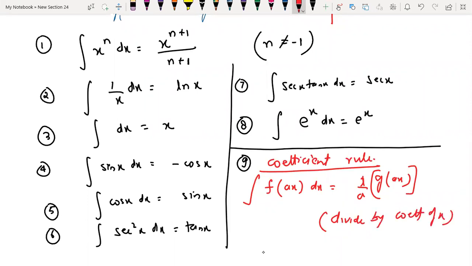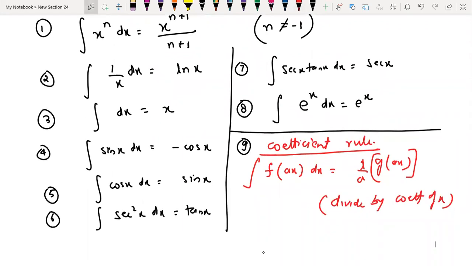For example, if you consider e raised to power 3x, e raised to power 3x dx. So e^x dx integration is e^x, so e raised to power 3x dx will be e^(3x), and since the coefficient of x is 3, we will divide by 3 in this whole function. Likewise, that is the only formula that we need to learn.